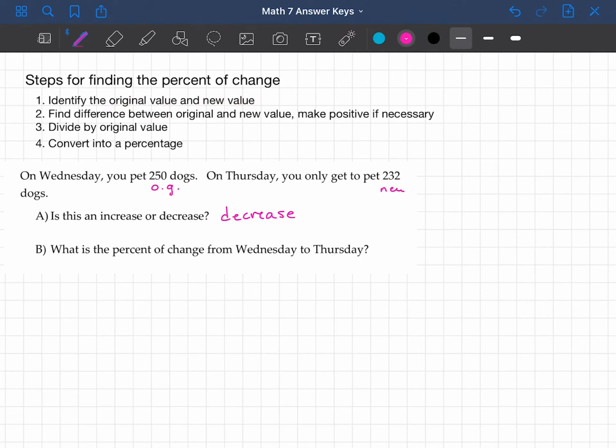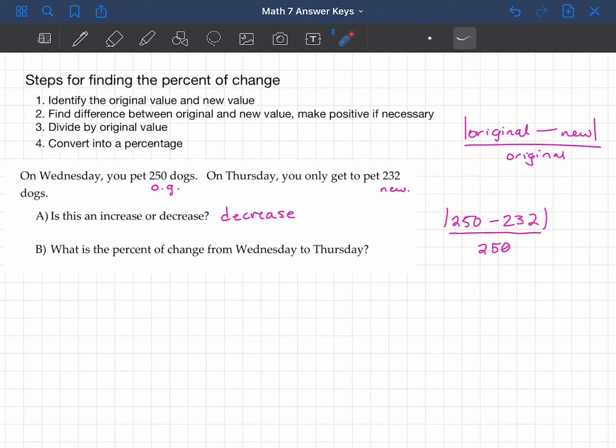Then I need to find the difference between the original and the new value, making it positive if necessary. So taking our formula, we're going to subtract the original minus the new, so 250 minus 232, and that's going to be a positive number, but I'm going to go ahead and put the absolute value brackets anyway. And the original value is 250. Okay, so let's go ahead and find the difference. Starting at the top, if I subtract 250 minus 232, I will get 18. So now I have 18 divided by 250.